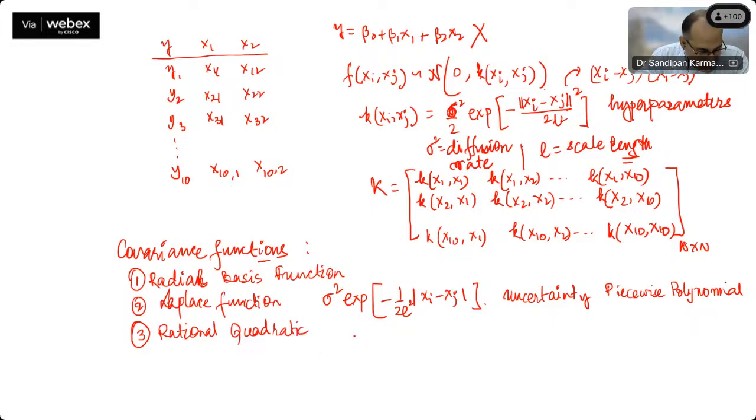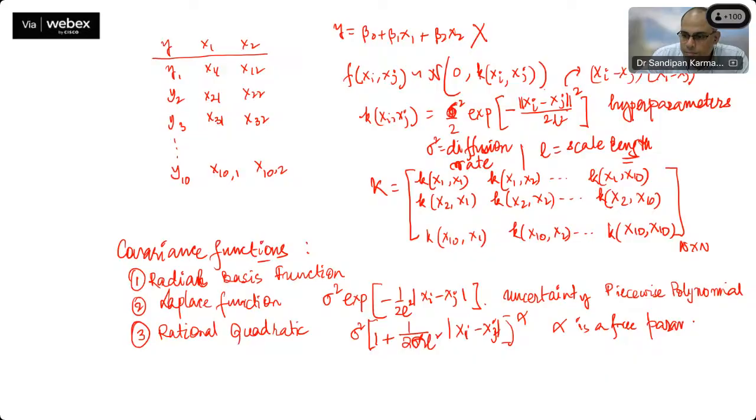Okay, so that will be sigma square multiplied by (1 plus 1 by 2 alpha L square mod of x1 minus x2, or xi minus xj) whole to the power alpha. Okay, so here alpha is a free parameter. You need to say, okay.